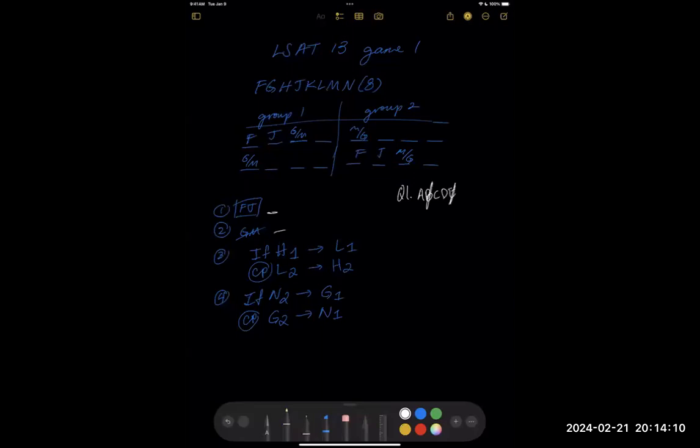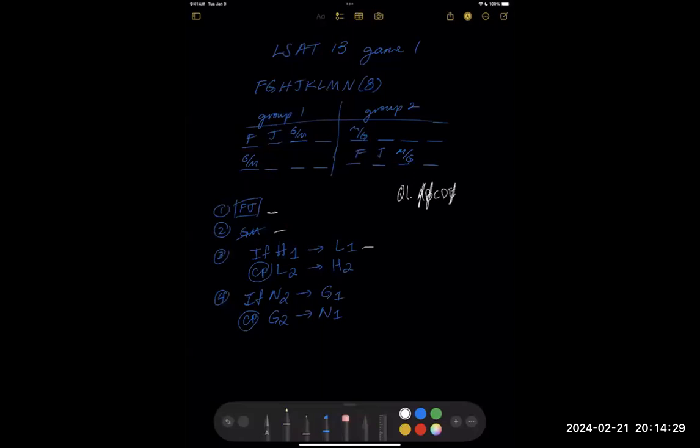on that rule. Rule 3 says that if H is in 1, then L should be in 1 as well. And we are looking at group 1 here, so for A, I see H in group 1, but I don't see L there. So I would eliminate it because it breaks that rule.